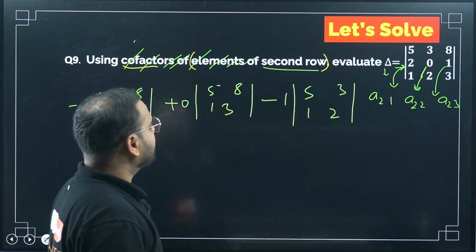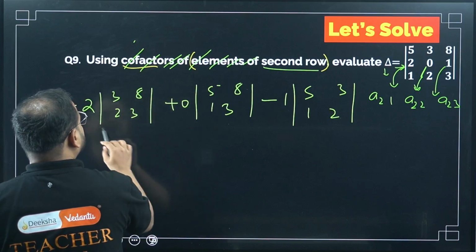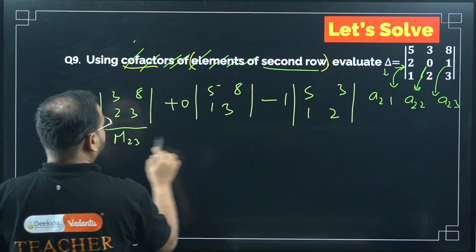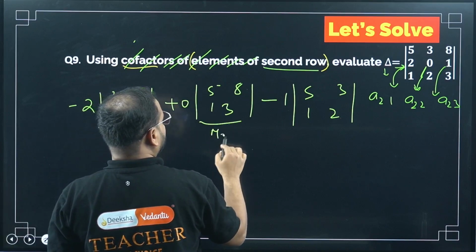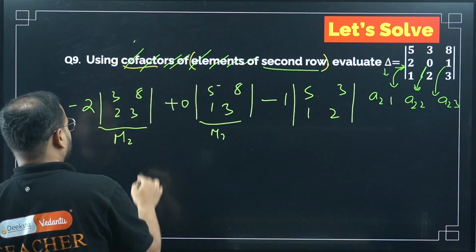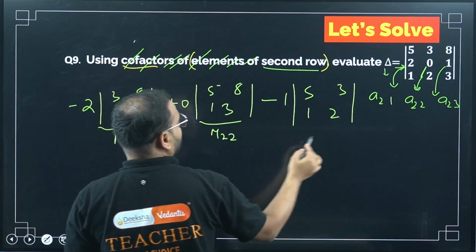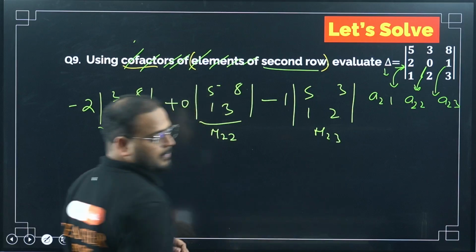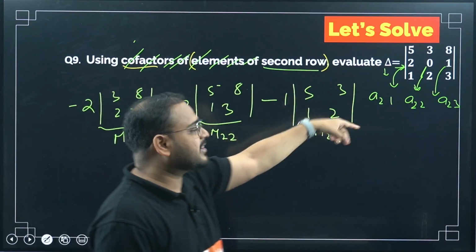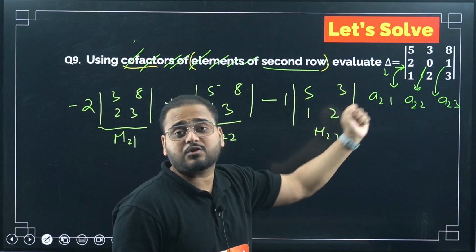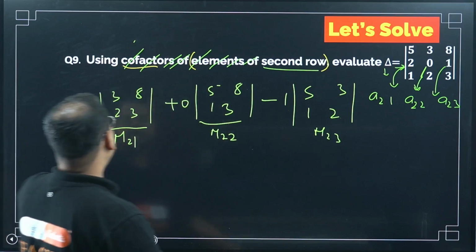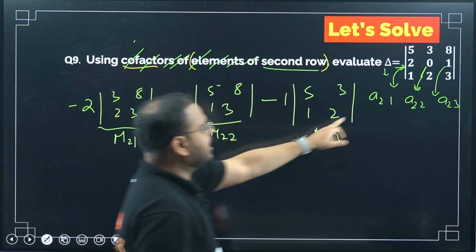Now isn't that the minors M21, M22 and M23? This is how we wrote the minors for that element. Except for the element, write the matrix which is left out. If you erase the row and column, then you get the minors. And we have taken the minus sign already, if you remember: minus, plus, minus, according to i plus j.